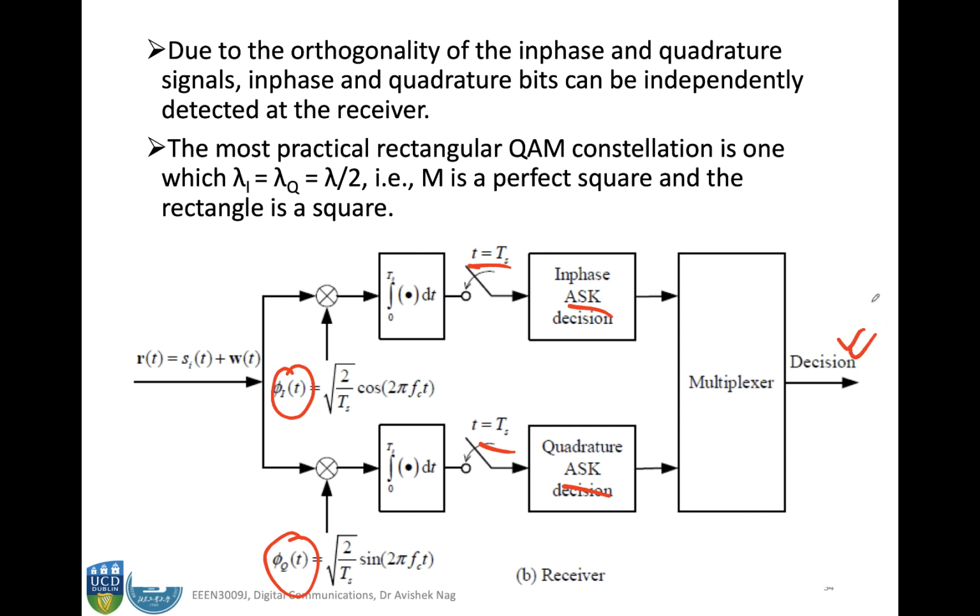Okay, and if M is a perfect square, so if let's say M equal to 16 or 64 or 256 and so on, then you can divide the lambda I or lambda Q into exactly half the number of bits. So for 16 your lambdas, this will be 4, so you can have 2 and 2. For this this is 8, so you can have 4 and 4. For this you have 16, so you can have 8 and 8.